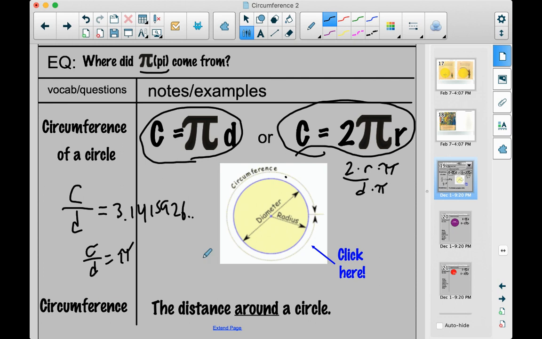But the circumference is the distance around a circle. It's kind of a fancy way of saying the perimeter of the circle. Okay, how far is it around the circle? If you were to take a tape measure, put it here, go around the circle until you get back to where you started, what would that measurement be? That's what a circumference is.